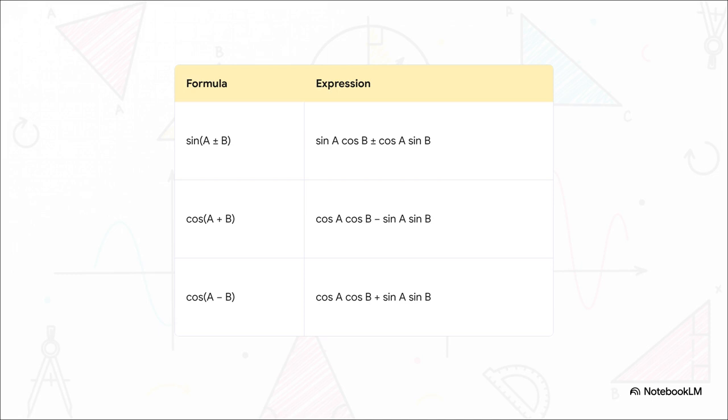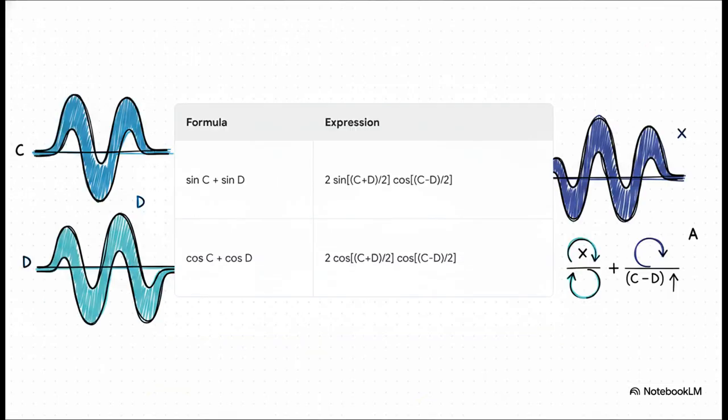And actually, beware the signs. For cosine of A plus B, the formula surprisingly uses a minus sign in the middle. It completely reverses on you. Let's see how this builds up into our sum to product formulas.